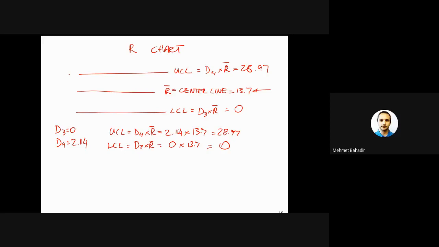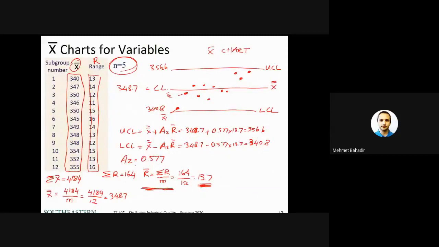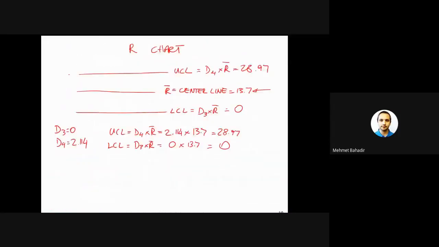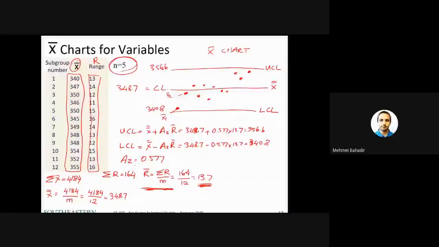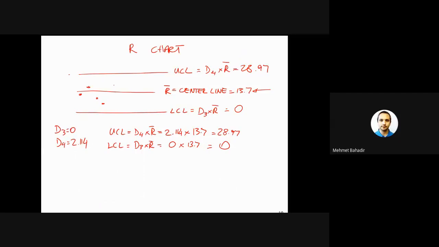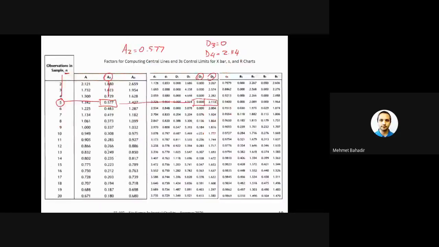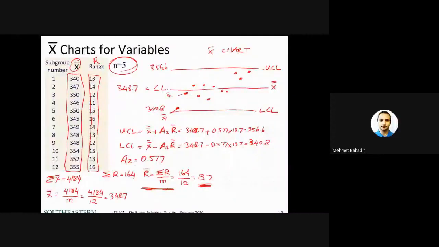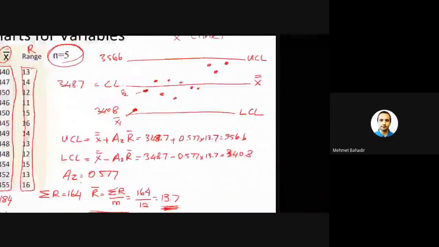And the last step is we need those range values, 13, 14, 12, 11, 15, 16, 14, 13, 16, 15, 16, 15, oops, I forgot it. 15, 16, 14, 13.